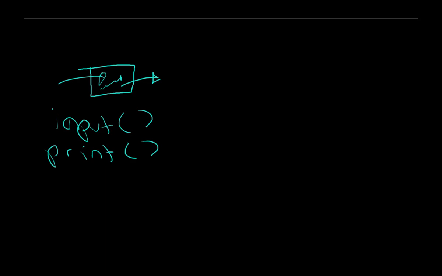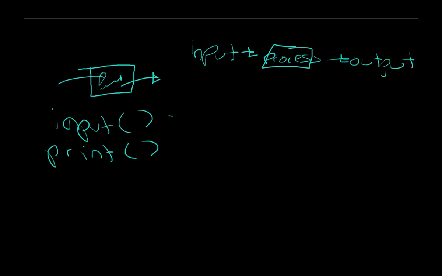Now, in the model that we're talking about of every computer program being some sort of input, some sort of process, and some sort of output, these are our methods of input and output to begin with. So when we get started with Python 3, our input is going to come from the keyboard. So that's all we're going to have. We just have keyboard input. We're going to type in some stuff.